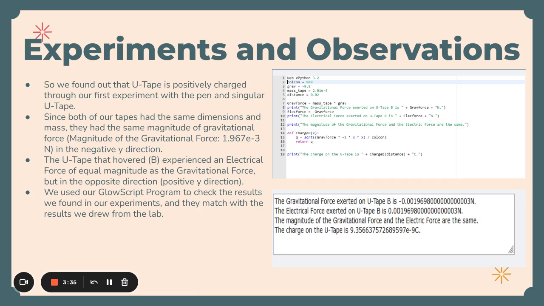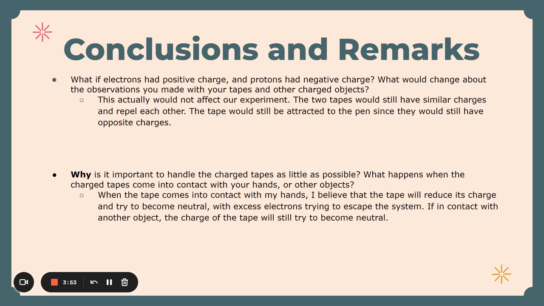When we check this in our GlowScript calculation, we can concur that the gravitational force and the electrical force appear to be correct within our system, and that the charge of U tape B is 9.357 times 10 to the negative ninth coulombs.